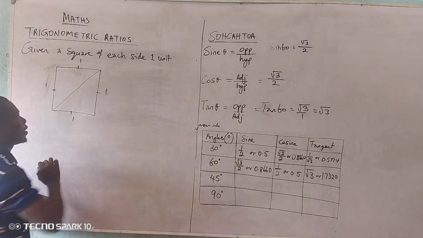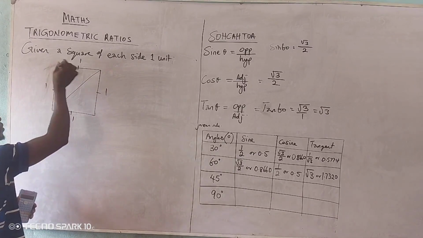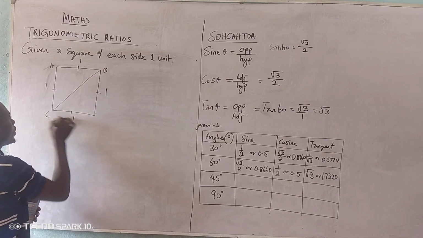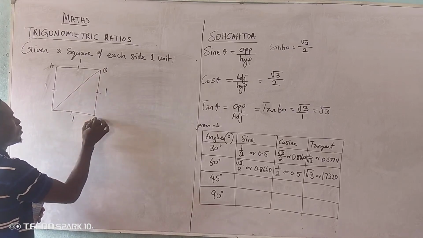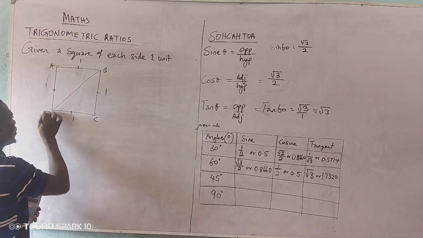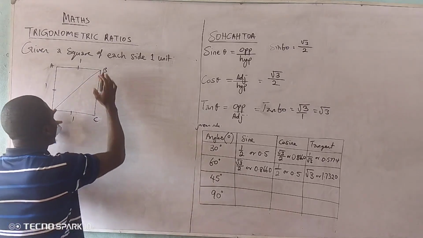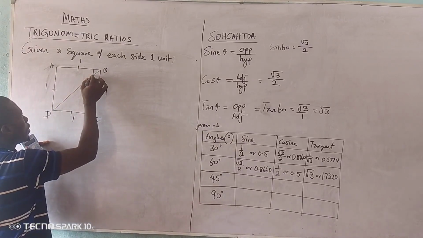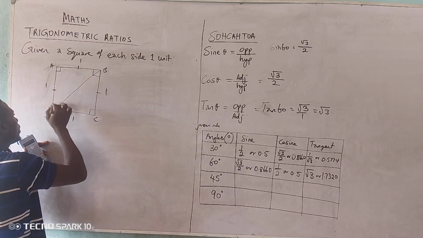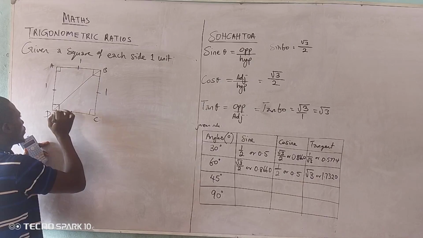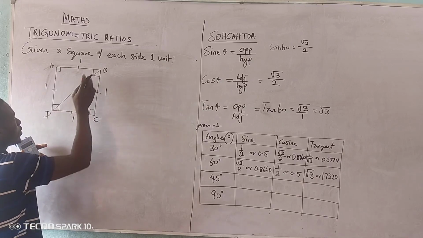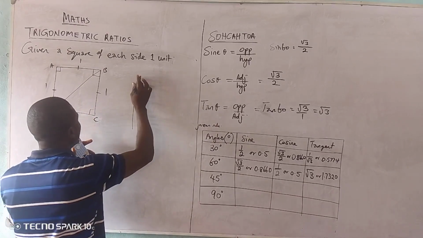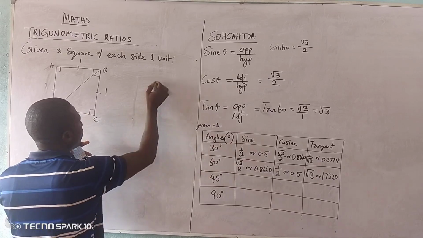If I draw a diagonal, let me say I have A, B, C and D. If I carve out one portion of this square, remember each interior angle of the square is equal to 90 degrees. So I'm going to take out this portion, and I'll have something like this.